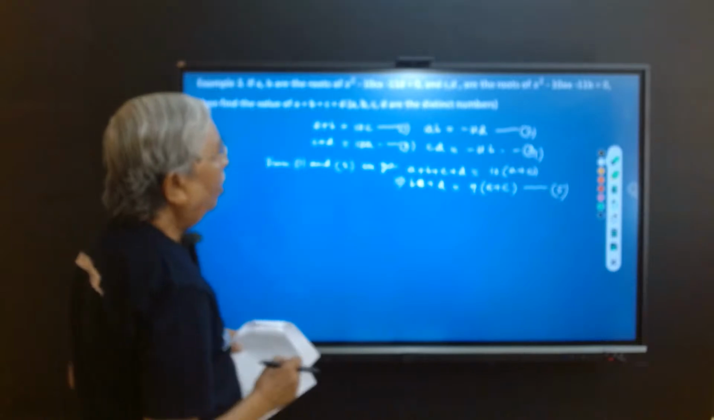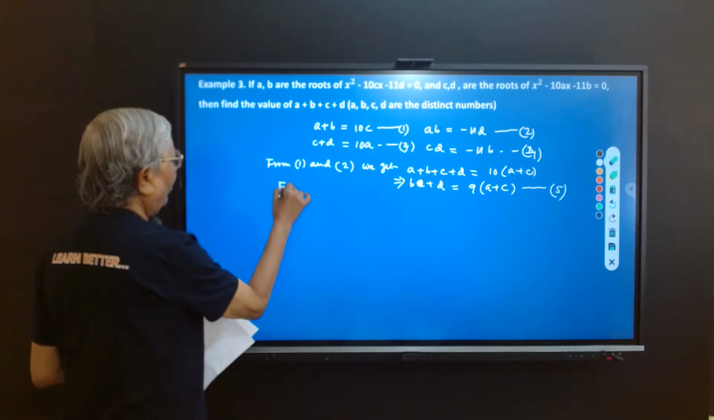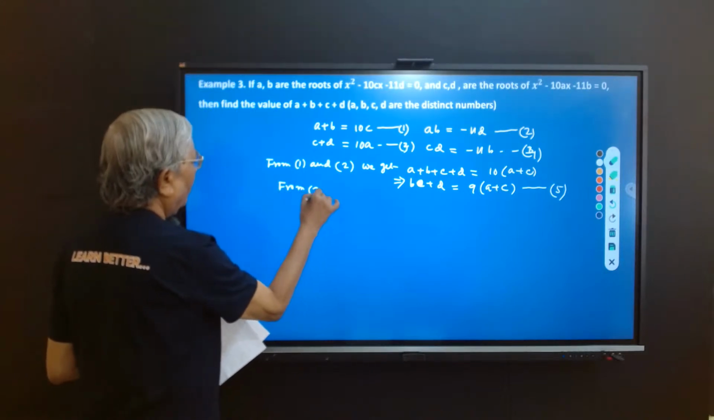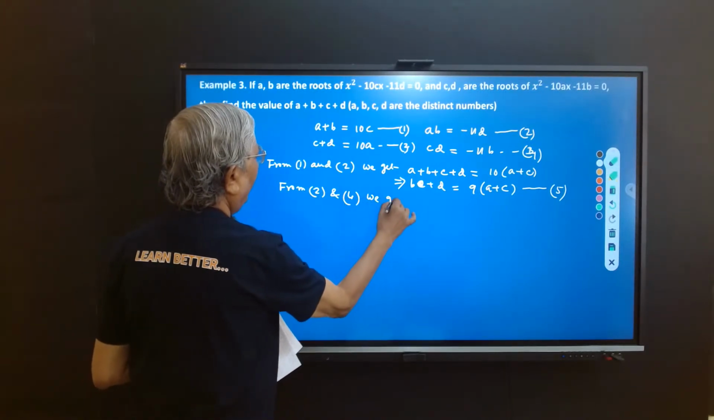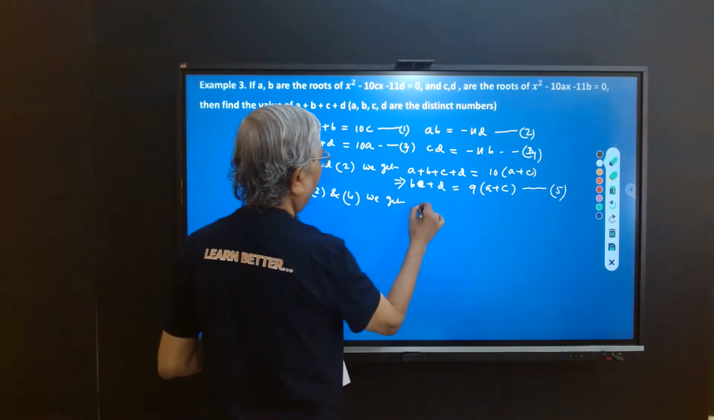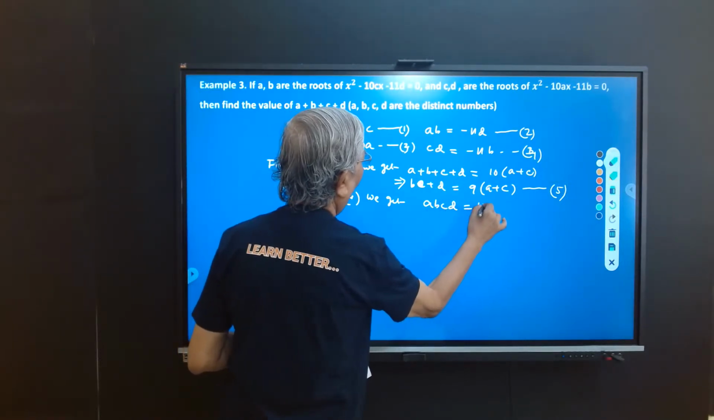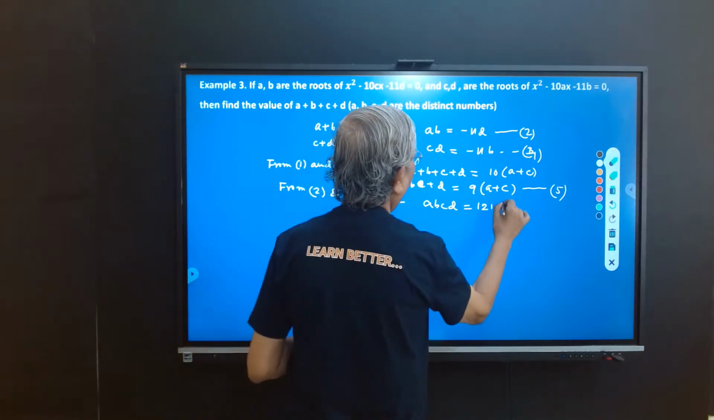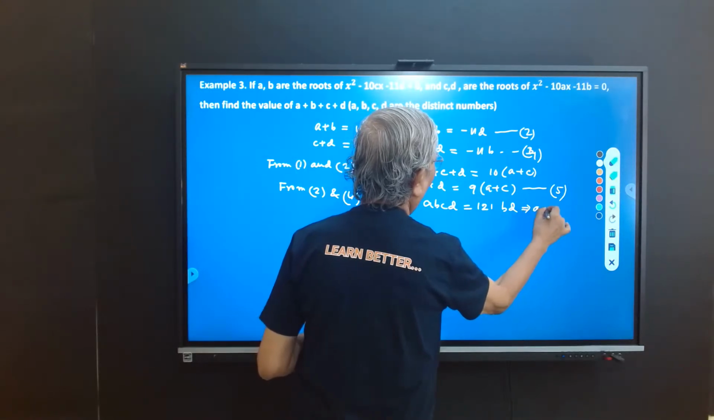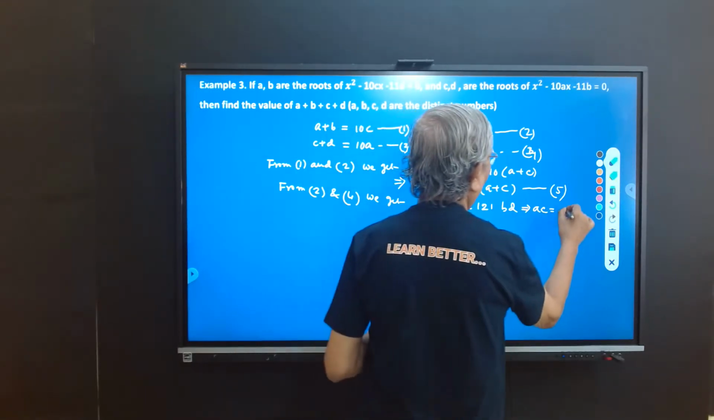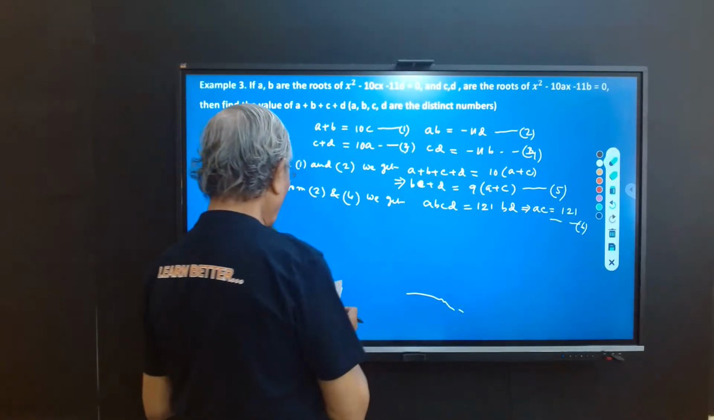Look at equation number 2 and 4. Multiply these two equations. What we get from 2 and 4? From 2 and 4, we get this is equal to 121 into BD. So this will imply AC equals 121. This is relation number 6.